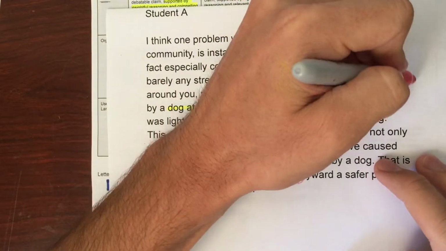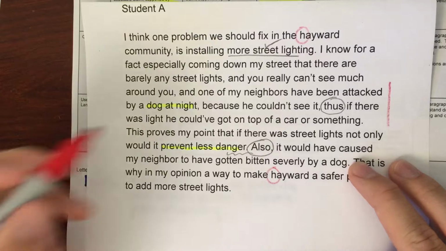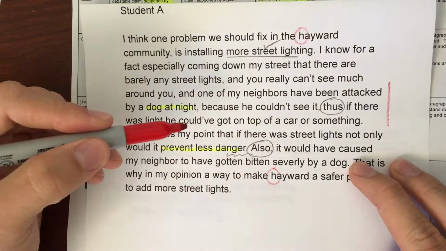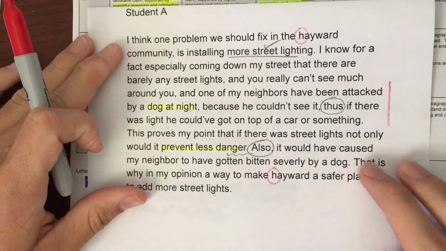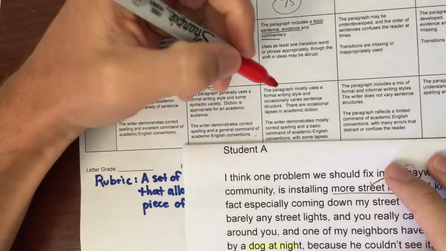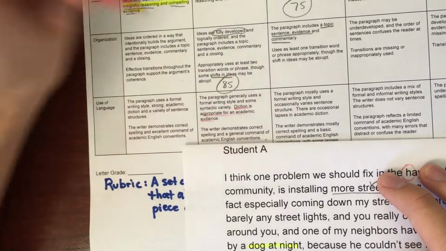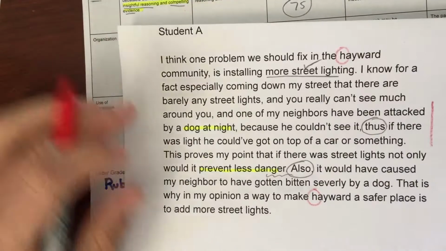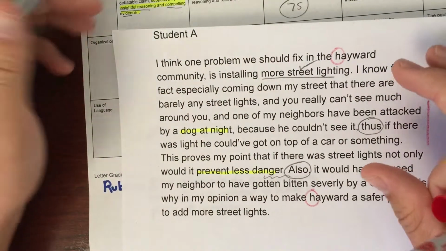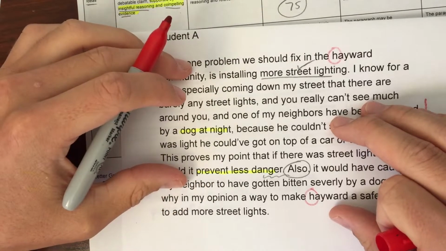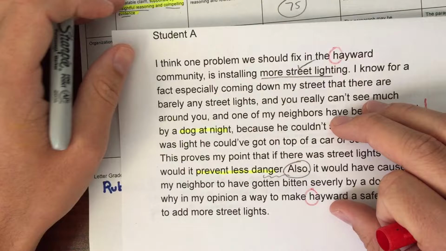I also noticed that there's a fairly considerably large run-on sentence in here. There should be some punctuation with periods to break up this long sentence. Other than that, the wording is pretty appropriate. It says here that the diction is appropriate for an academic audience. I would agree with that. I don't see a lot of slang in here or words that wouldn't really fit into an academic writing. Really, this person's primary area for growth would be their punctuation and their capitalization.